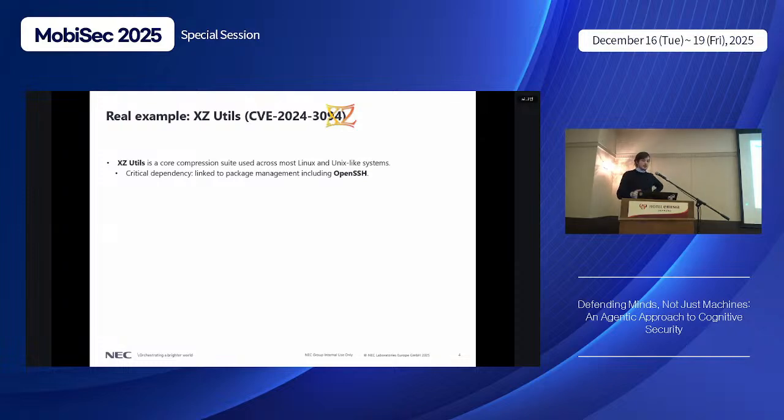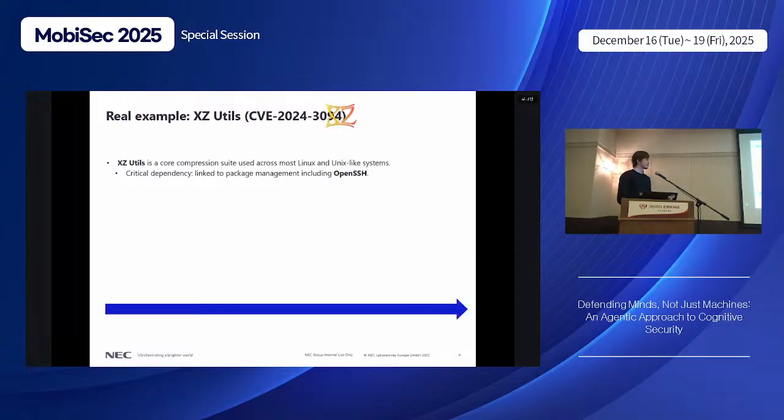As an example, I want to start by describing the attempt of compromising xz utils, which is a known library and a very important critical dependency that is linked to many packages in package management and many important projects such as OpenSSH in Unix-like systems and Linux. That was performed last year, in 2024.